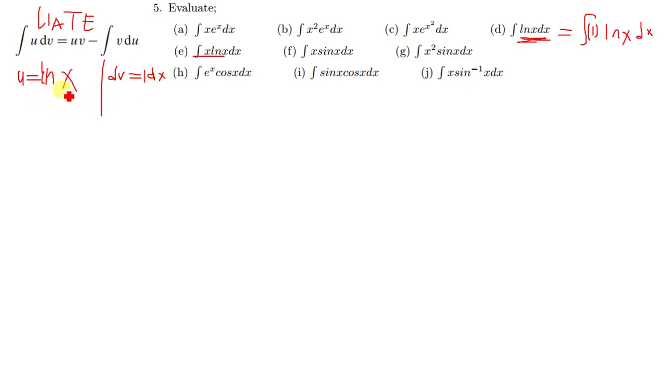So here u is equal to ln x. To find your du is just going to be equal to 1 over x dx. When you differentiate ln x, you get 1 over x. And then when you integrate dv, when you integrate this part with respect to v, you are going to get v. And then this side, when you integrate 1 with respect to x, you get x.